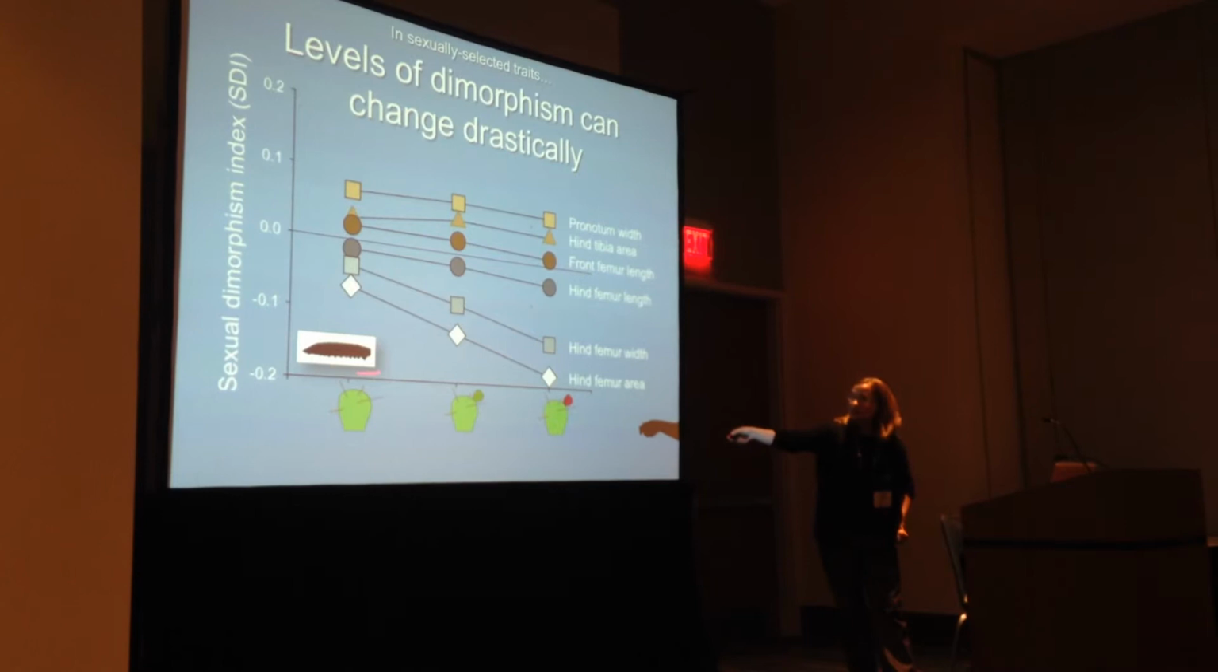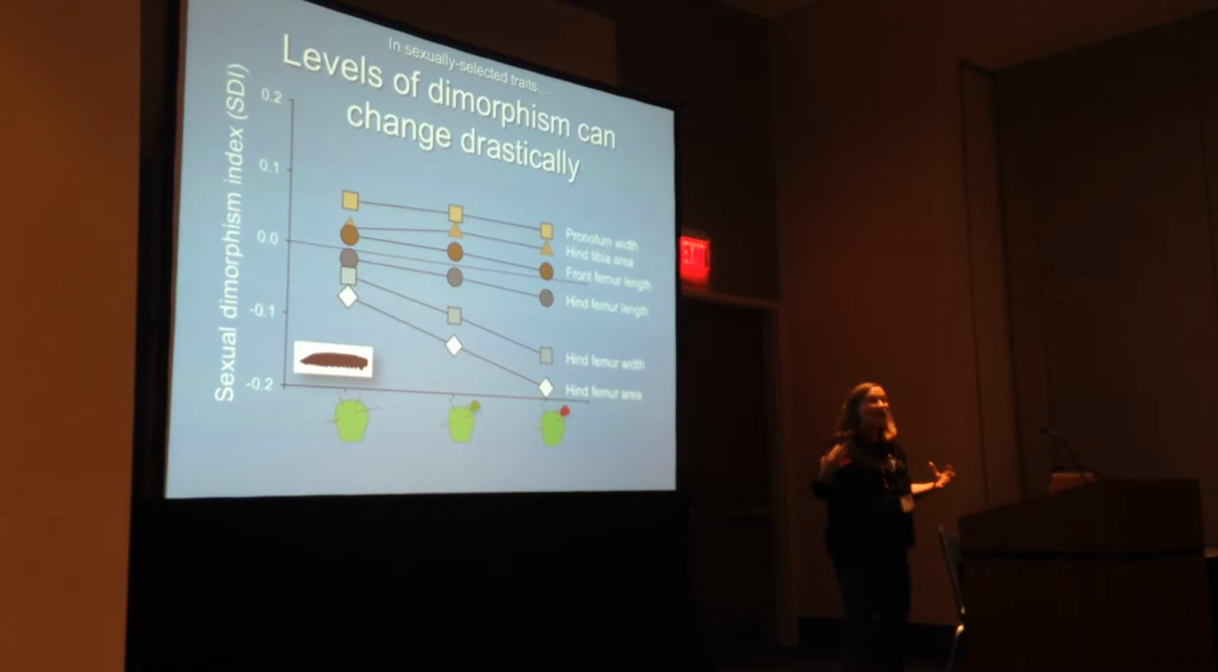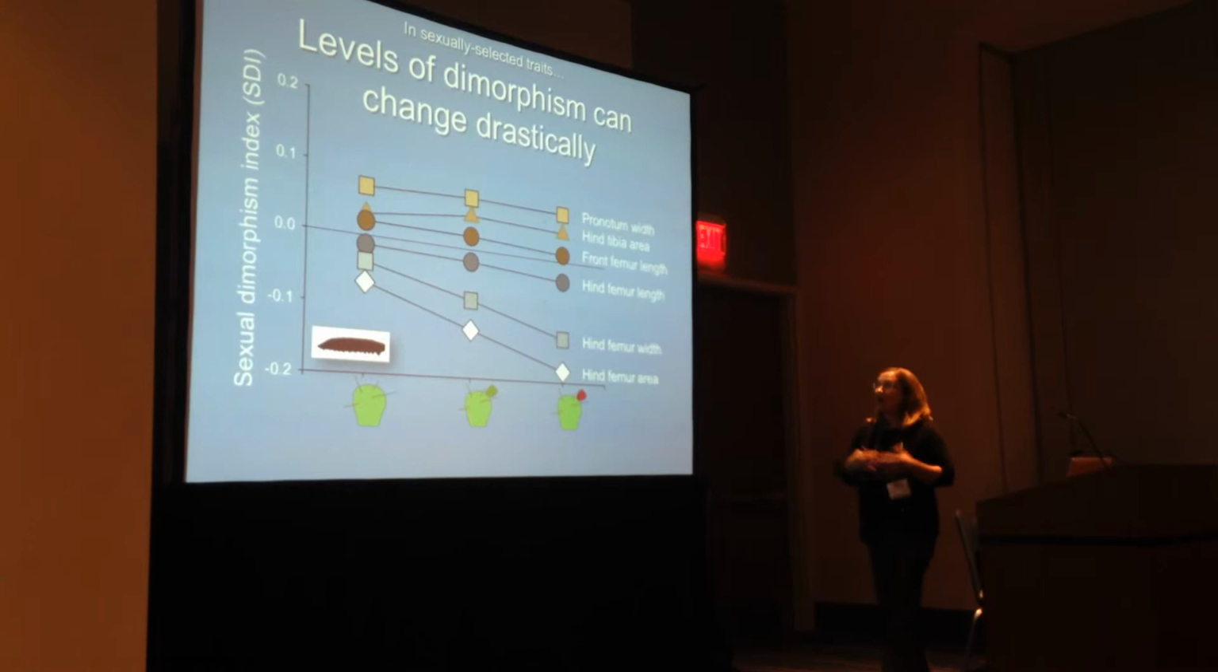And here's just a silhouette of a femur for reference. We found that, especially with hind femur area, there was a great increase in sexual dimorphism across the range of these developmental environments and physical conditions. Those in the best condition had very dimorphic hind femurs. Okay? So this is as we predicted, where body size traits were not really responsive to condition in dimorphism, but you found that certainly with hind femur area.